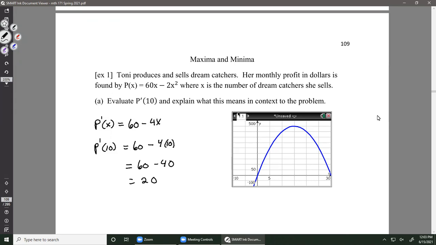And remember that our derivative is the slope of a line, so change in y over change in x. Our y values are dollars and x is the number of dream catchers she sells. So this is dollars per dream catcher, because we're looking at a slope, so change in y over change in x.